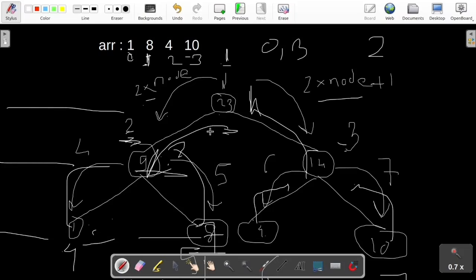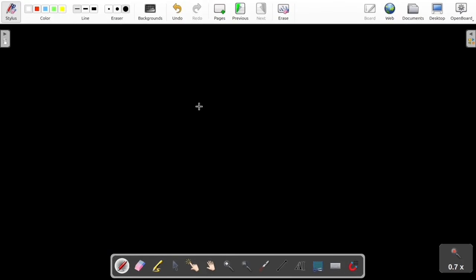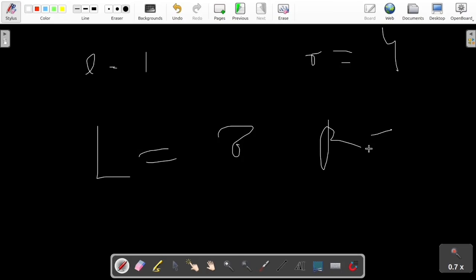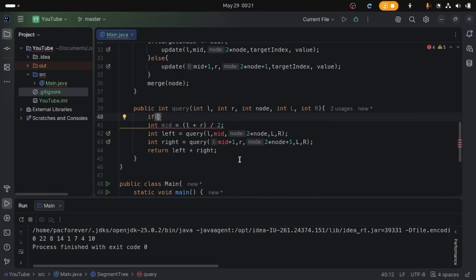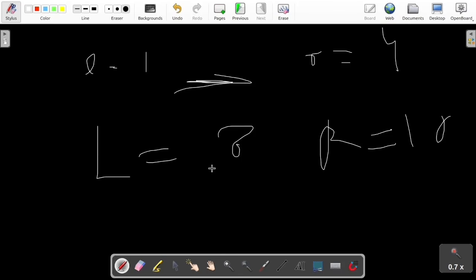If you guys remember, as I told while explaining the query part, if your query is not overlapping with the current range, let's say your small l is 1 and r is 4, but your capital L is something like 8 and R is 10, there is no overlap. This range has 0 elements which are contributing to your answer, so just return from there. So how can you check that?